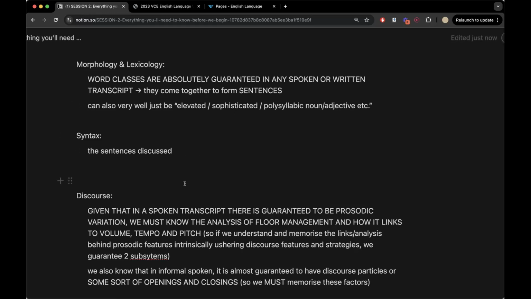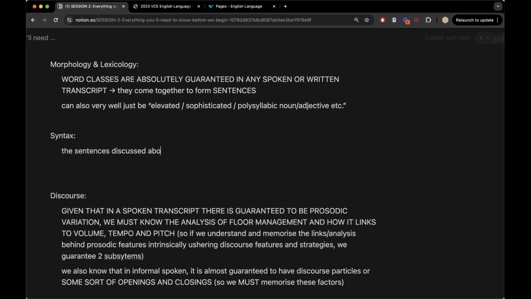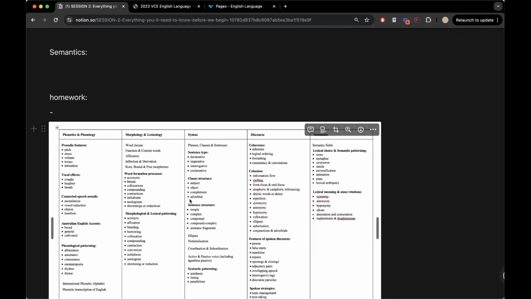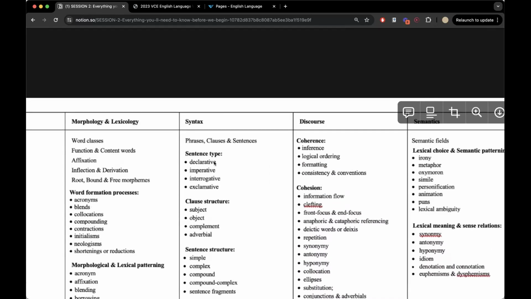Now the sentences formed by the word classes above can be discussed in great depth. And why is that? Because now part of syntax, look at this. We're guaranteed to have declarative sentences in every single transcript. The rest are not so much guaranteed. But it's very common that you have at least two of these. If there's a single exclamation mark, you've already ticked this. And if there's a single question mark, you've also ticked that.